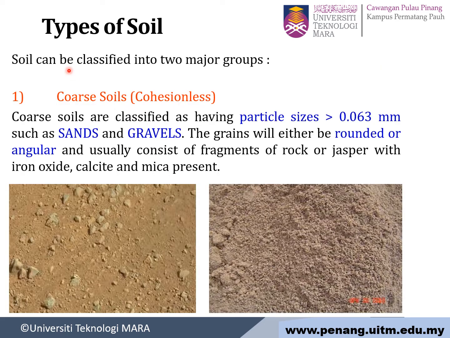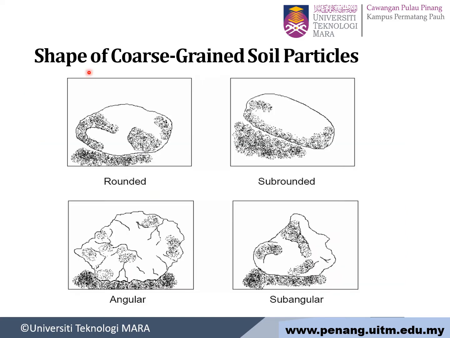Alright guys, types of soil. Soil can be classified into two major groups. The first group is coarse soils, also called cohesionless. Coarse soils are classified as having particles more than 0.063 mm, such as sand and gravels. The grains can be rounded or angular and usually consist of fragments of rock with iron oxide, calcite, and mica presence. This one is the shape of coarse grain soil particles, for example, rounded, sub-rounded, angular, subangular.